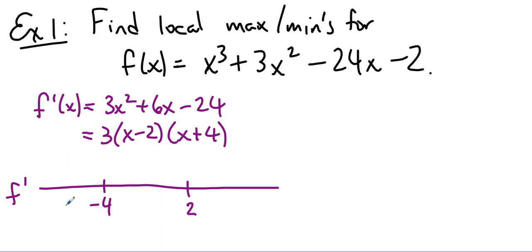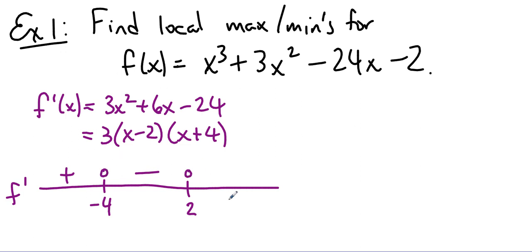So we pick our favorite number that's less than negative 4. Go ahead, pick one, any number that's less than negative 4. Sub it in. See what happens. You get a negative number times a negative number. That's a positive number. Then you take your favorite number between negative 4 and 2. Go ahead, pick one. And you sub it in. You get a negative number times a positive number. That's a negative number.